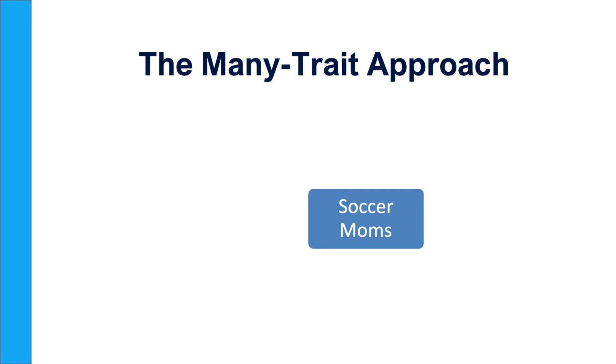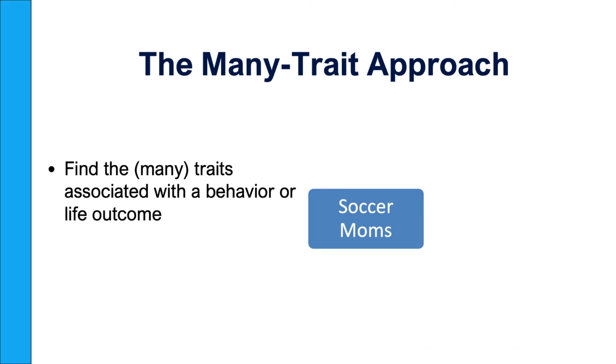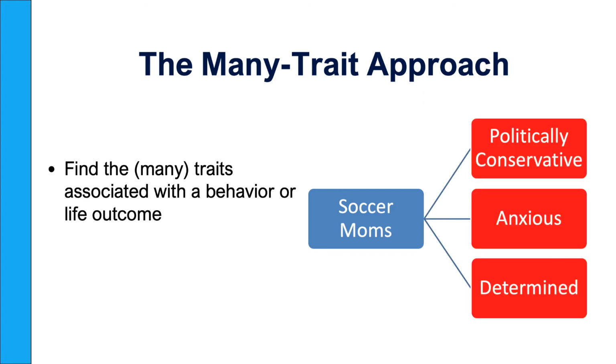For example, let's say you want to know about soccer moms. What's the personality of soccer moms like? What you would do is you'd identify your life outcome, in this case, soccer moms, and then you would essentially measure their personality. In this case, using the many trait approach, it was determined that soccer moms tend to be politically conservative, more anxious, and more determined.